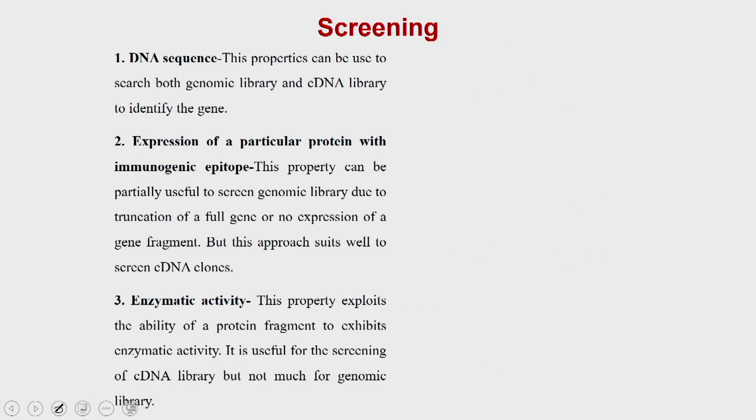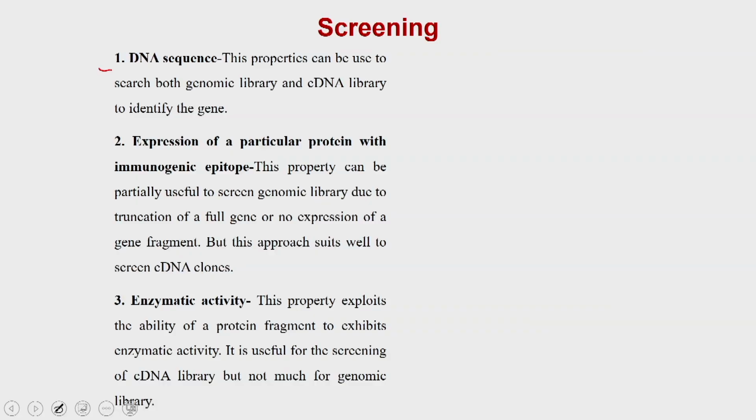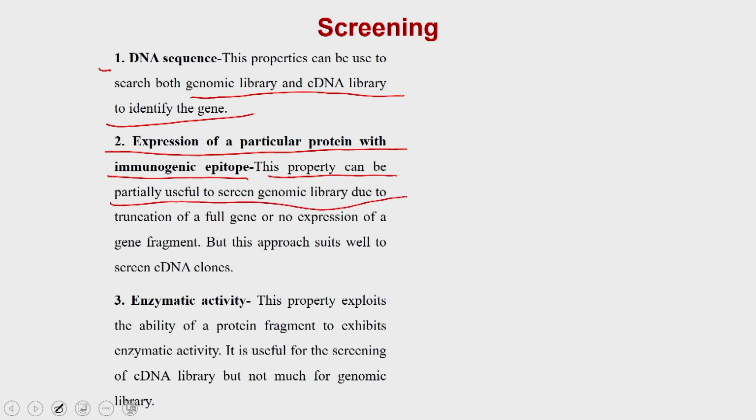Then we have also discussed the different types of screening methods that are available. Screening methods can be based on three criteria. One is the DNA sequence. The DNA sequence property can be used to screen both the genomic library as well as the cDNA library. Then, if the protein is getting expressed, you can use immunogenic epitopes with the help of antibodies. This property can be only partially useful to screen the genomic library, due to the truncation of a full gene or no expression of a gene fragment, but this approach suits well to screen cDNA clones.